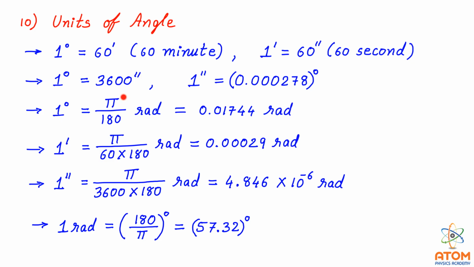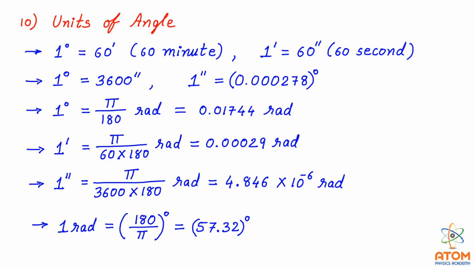1 degree is pi by 180 radian. Pi is 3.14, so solving that we will get 0.01744 radian. That way 1 minute can be written as pi by 180 divided by 60 radian. That means it will be 0.00029 radian. And the same way 1 second will be pi by 180 divided by 3600 radian. So solving this we will get 4.846 into 10 raised to minus 6 radian.